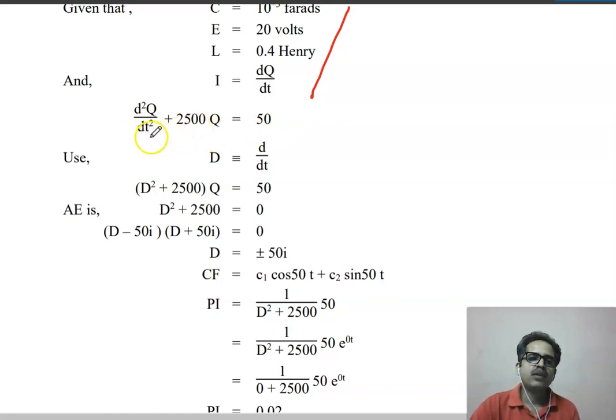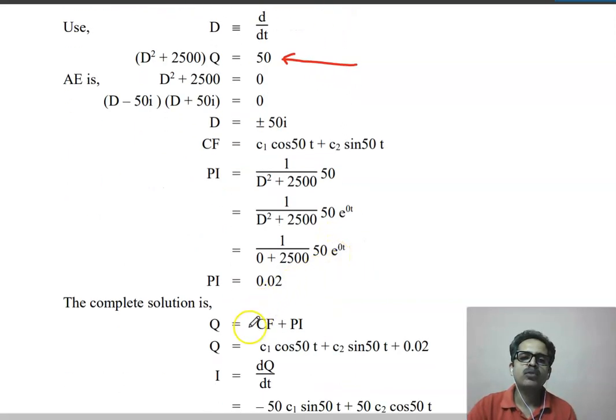Because t is present downside, use the D operator for d by dt, so that the first term becomes D square q, the second term is okay as it is, and between those two terms q will be common. And now the right hand side as it is, and we have obtained this differential equation in standard form, that is phi D q is f of t. Note that the variables are q and t, and q depends on t. So what is the solution? Q equals CF plus PI. The solution will be this, Q equals CF plus PI.